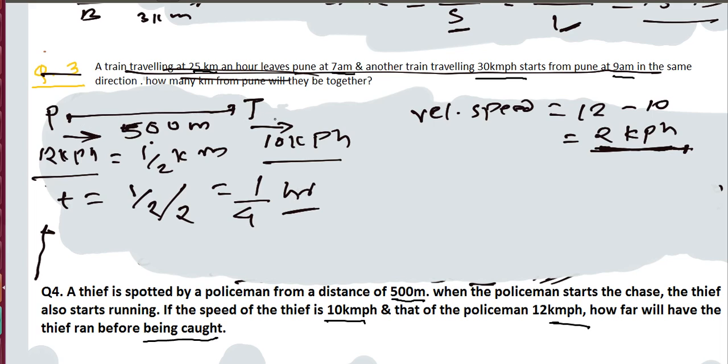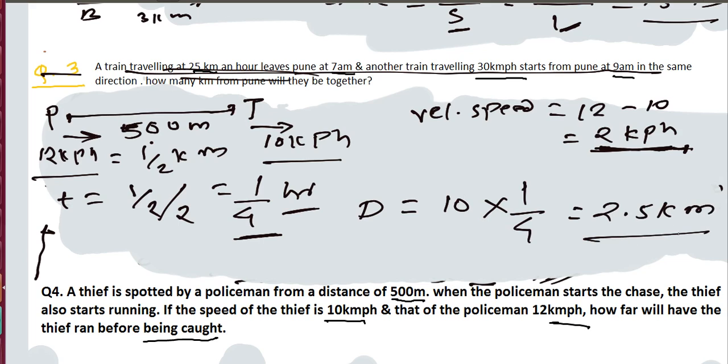That means before being caught, the thief will run for 1/4 of an hour. In that 1/4 of an hour, the distance covered by the thief is equal to the speed of the thief into the time 1/4, 10 into 1/4. That is nothing but 2.5 kilometers. So the thief will run 2.5 kilometers before being caught.